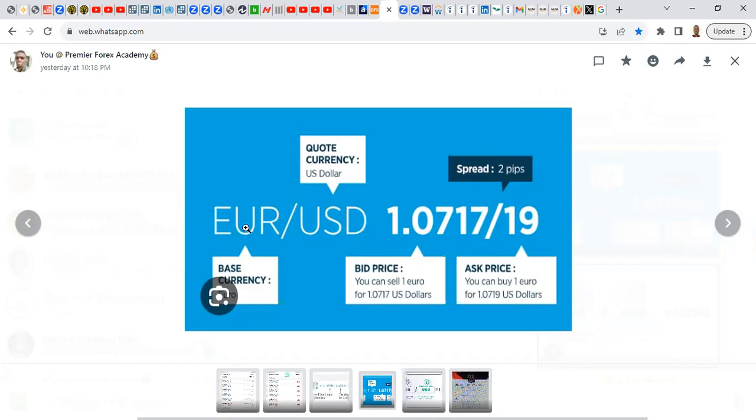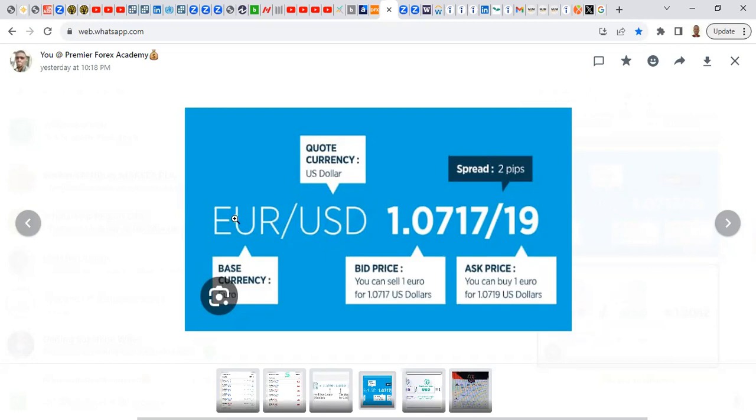So if you are buying this instrument, it means you are buying Euro. If you place a buy order for Euro USD, for instance, what that means is you are buying Euro, you are selling USD. And if you are placing a sell order for Euro USD, it means you are selling Euro and you are buying USD. Please, come again, sir.